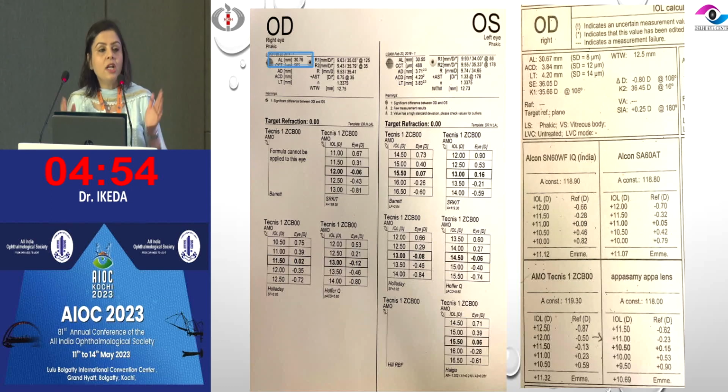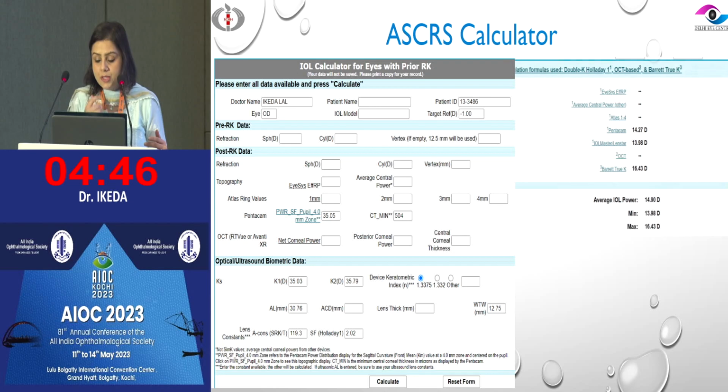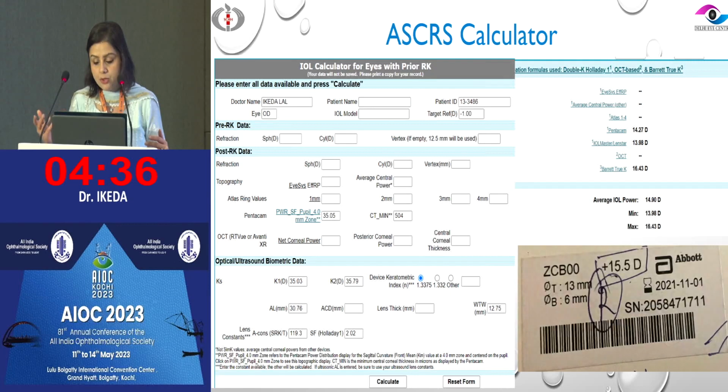So we have to correlate all of these factors: the patient's present refraction, the axial length, as well as the IOL power that we are getting from these formulae. Again, we use the ASCRS calculator here, and the result shows us that anywhere between 13.98 and 16.43 in different formulas, the patient should do well. We have kept an offset refraction.